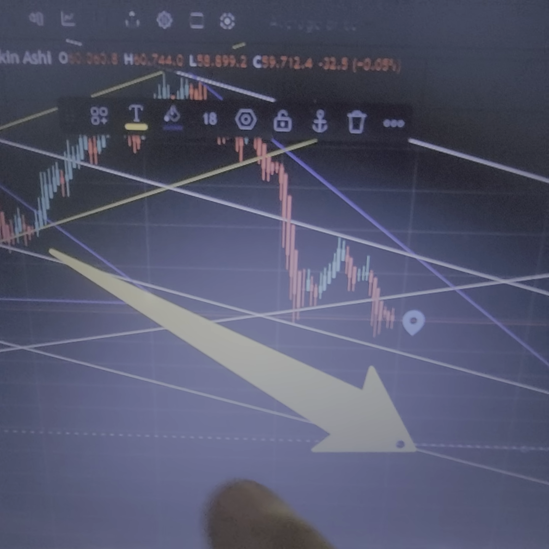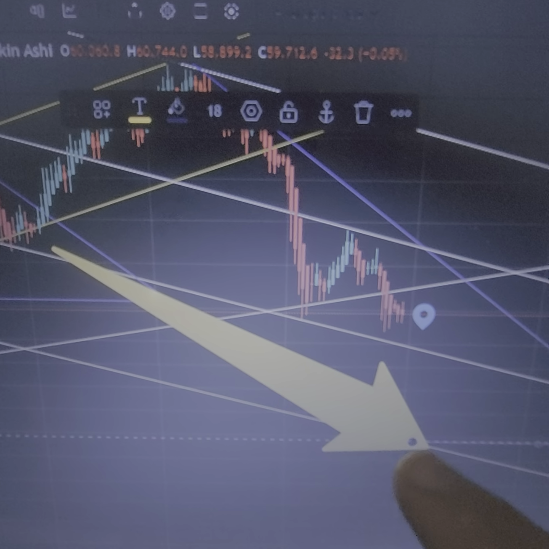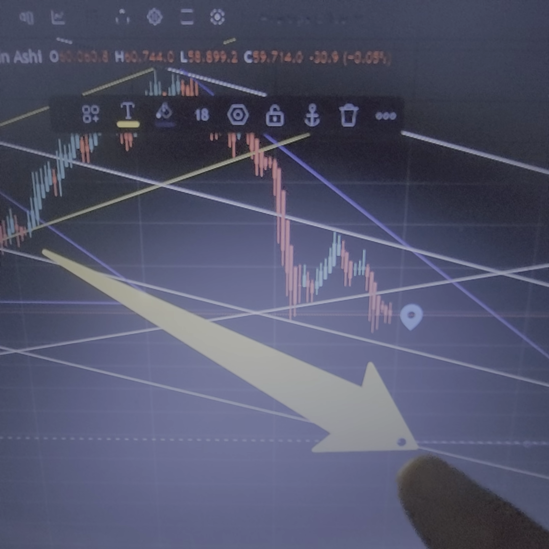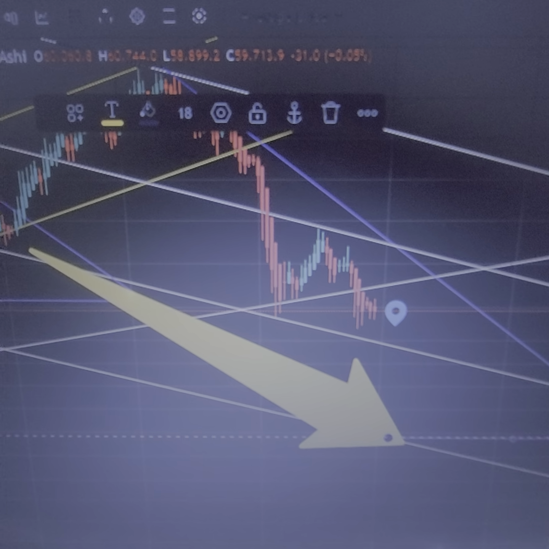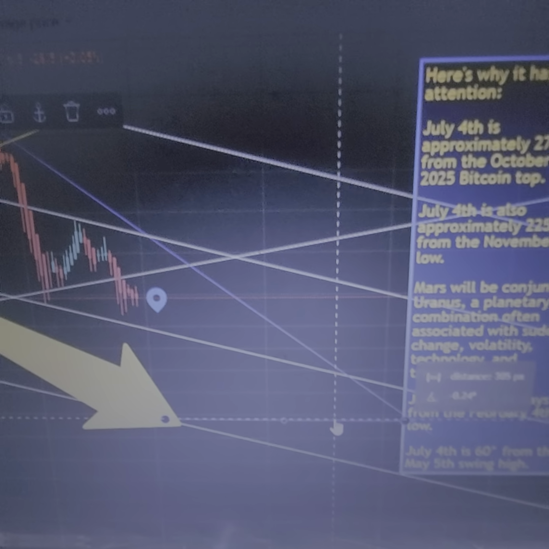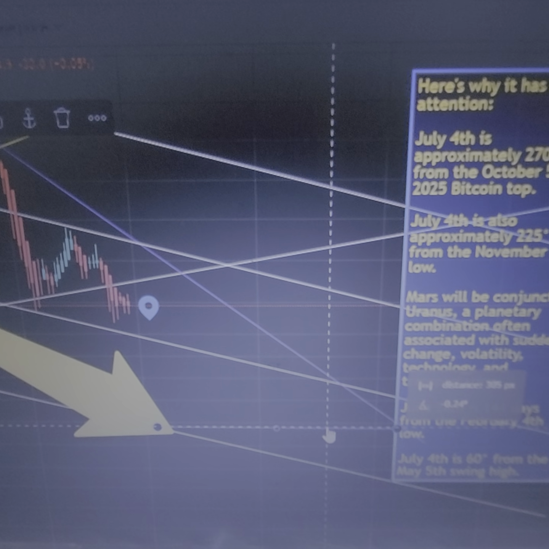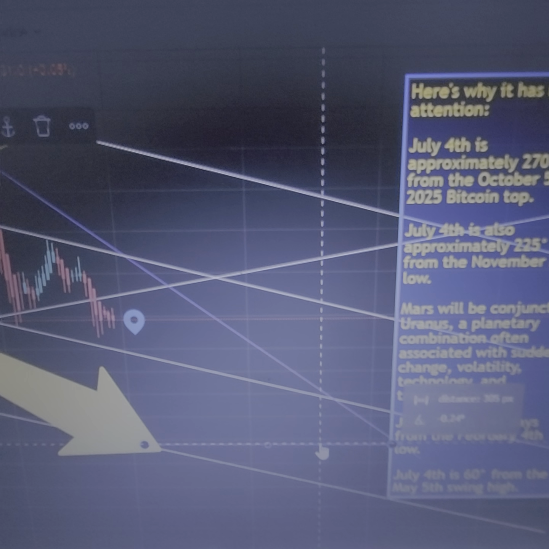Even though I've had this large arrow here pointing down, knowing very much that we are still in a major bear market, it is very likely and possible we see these levels. However, doesn't necessarily mean we have to.